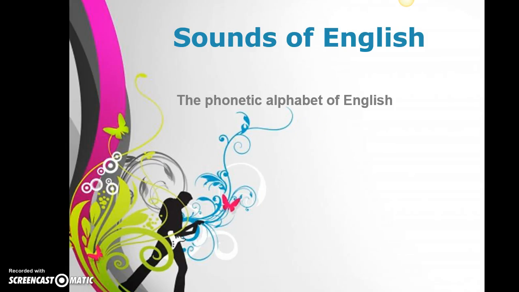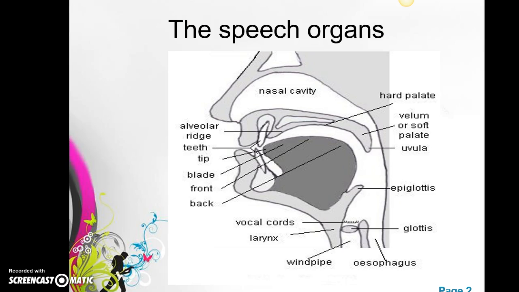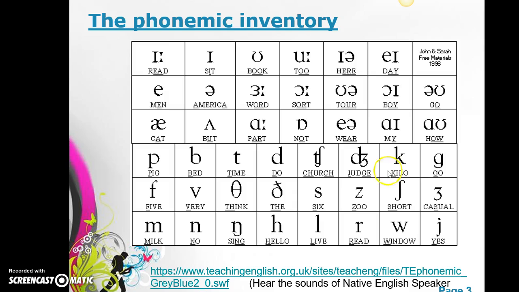Okay, we are now continuing our journey through the phonetic alphabet of English, the sounds of English. We've looked at the speech organs, the nasal cavity for producing sounds where you let the air go through the nose instead of through your mouth. We looked at the tip of the tongue, the blade of the tongue, the front of the tongue, the back of your tongue, and quite a lot of other things.